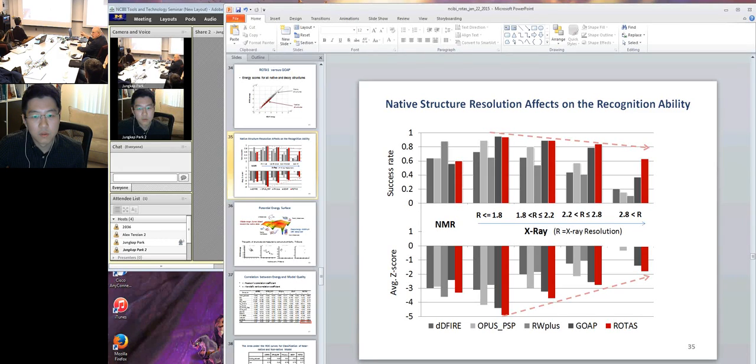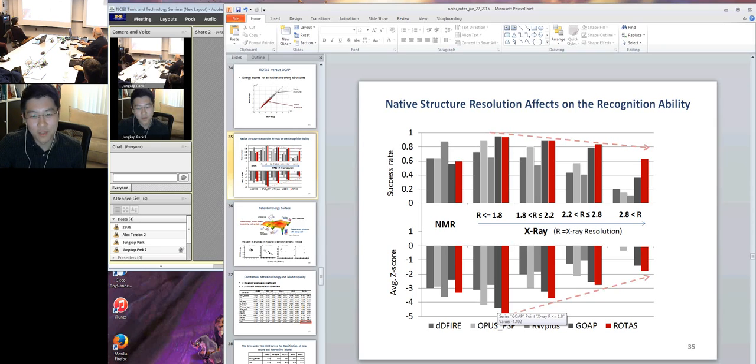I just took it as a comparison of different methods. Because you have five methods showing the different colored bars, right? And then it's showing the success rate for choosing the native structure over a bunch of decoys, split up by different structure determination methods for the reference, right? But is an average z-score better if it's more negative or better if it's more positive? More negative is better. And for the success rate, you obviously want it higher. But I'm looking, especially GOP and ROTAS are in general the best performers, but they seem to have a particularly large gap between the high resolution crystal structures and the NMR structures, which is always bothering me.